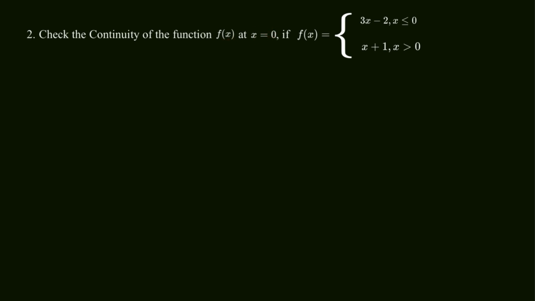So first let me draw a number line and let me mark the critical point, that is 0 here. When the value of x is less than or equal to 0, that time the value of f(x) is 3x minus 2. So on this side, that is the left hand side of 0, f(x) equals 3x minus 2.